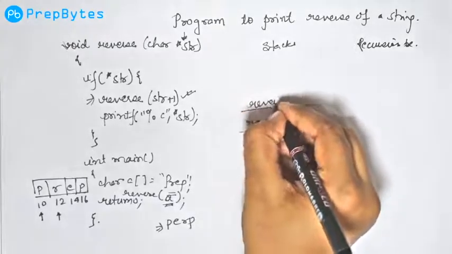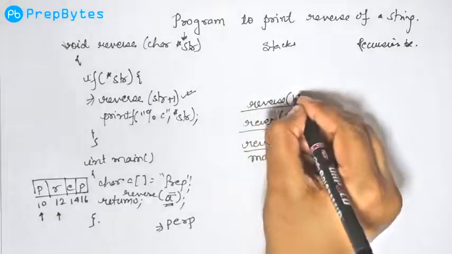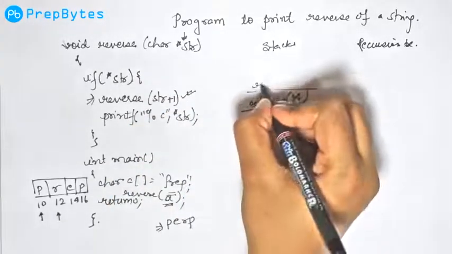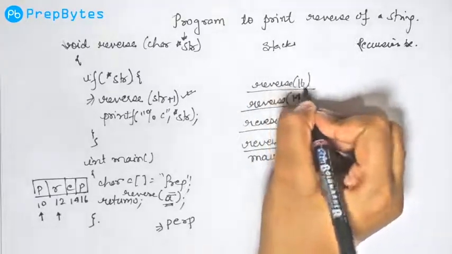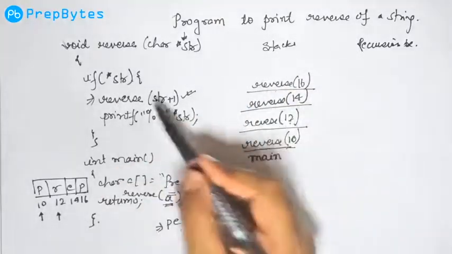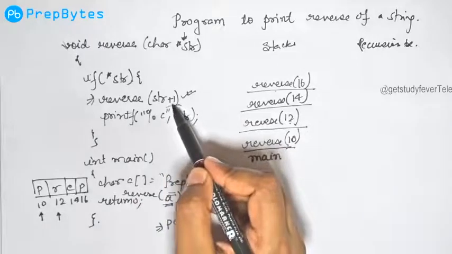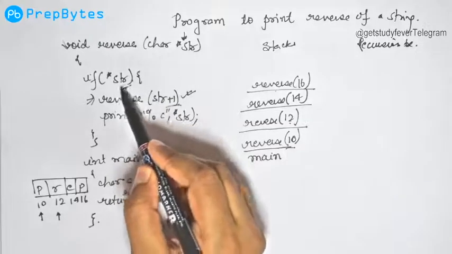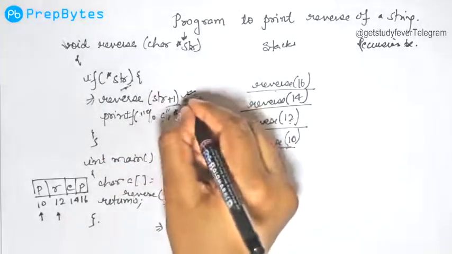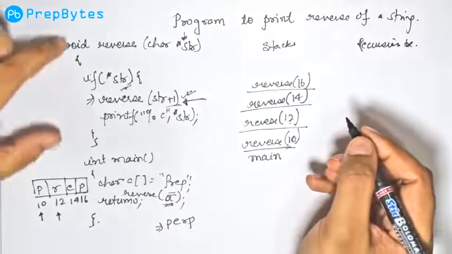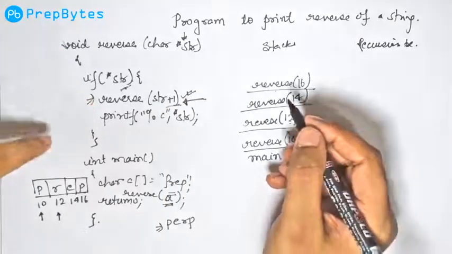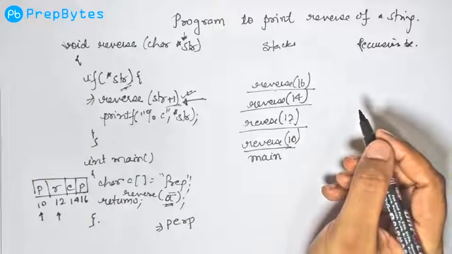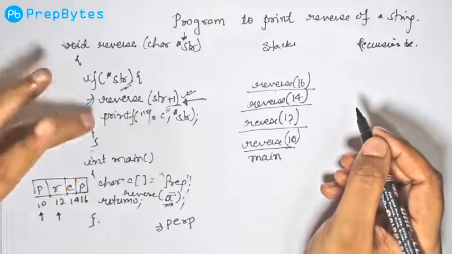Now we have reverse 14, again reverse 16. Is this null? No, so reverse 16 is called. Now the address is again incremented by 1 and reverse is called. In this case str becomes null, so it comes back to this place. So what happens is, whenever such a thing happens, then apart from the function call that is getting stored, one thing also gets stored, that is what will be the instruction that will be executed next.